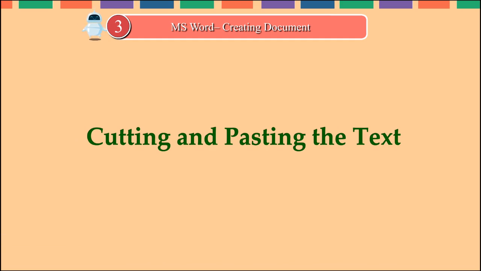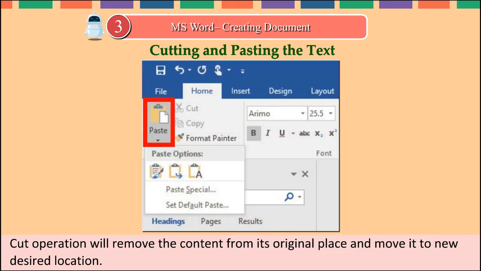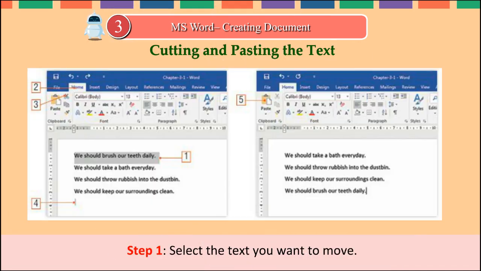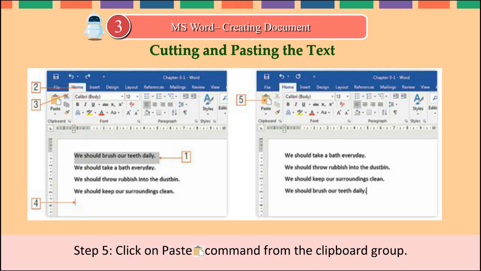Cutting and pasting the text. Cut operation will remove the content from its original place and move it to new desired location. To cut text, follow the given steps. Step 1. Select the text you want to move. Step 2. Click on Home tab. Step 3. Click on Cut command from the clipboard group. Step 4. Go to the required place where you want to paste. Step 5. Click on Paste command from the clipboard group.